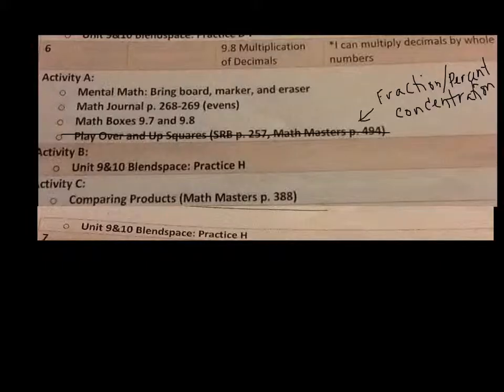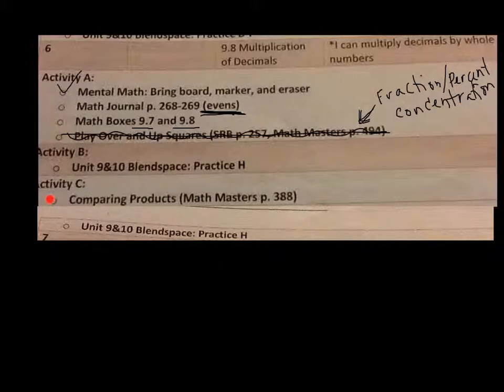Everybody should now have their learning journeys out. Make sure you have the date written up at the top. Then for today we can check off mental math. We are going to be doing Math Journal page 268 and 269, evens only this time. Make sure you have finished math boxes 9.7 and 9.8. And instead of playing over and up squares, if you get finished, you can play fraction percent concentration. Then, if you're finished with all of that, Activity B is Unit 9 and 10 Blend Space Practice H.